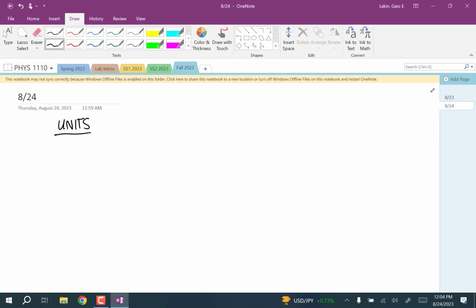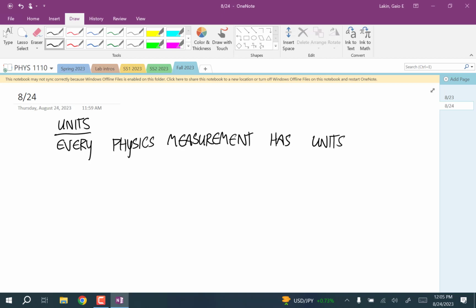Physics equations are relationships between measurements, things you can measure. And every physics measurement has units of some kind. Like if you're measuring the length of something, and you measure that the length is 3.5, the question is, is that 3.5 miles, 3.5 inches? You know, that's a big difference.